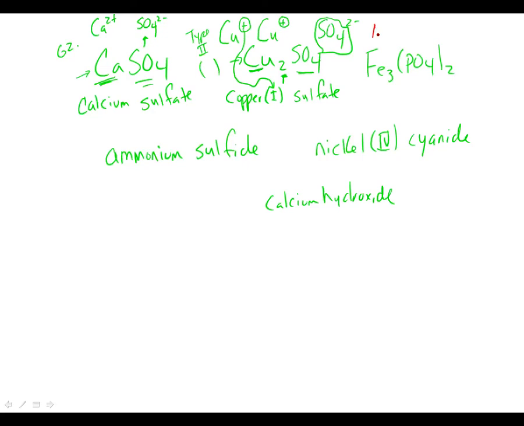And looking at our last one here, it is iron, which again is a transition metal, which means we do need to figure out the charge. We actually have 3 of those.